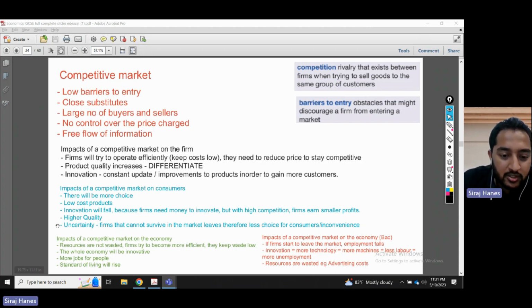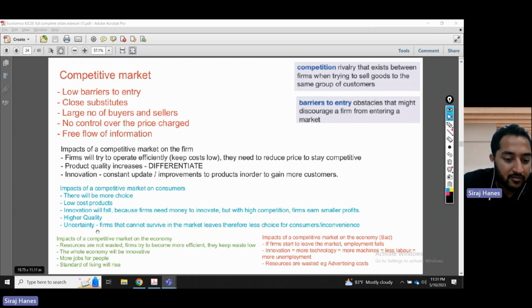What can competition do to consumers? You get more choice, lower cost product, because so many producers there. Innovation, you can argue that innovation will fall because firms need money to innovate, and because of competition, everyone's earning little, so they don't have money. You can argue that there's higher quality on your goods because you can argue there's innovation, like we said. We said no innovation here, but we also said innovation there, both an evaluation argument and a forward argument. And uncertainty. Firms cannot survive in the market. Sometimes they may leave because of high competition. That means consumers lose their choice.